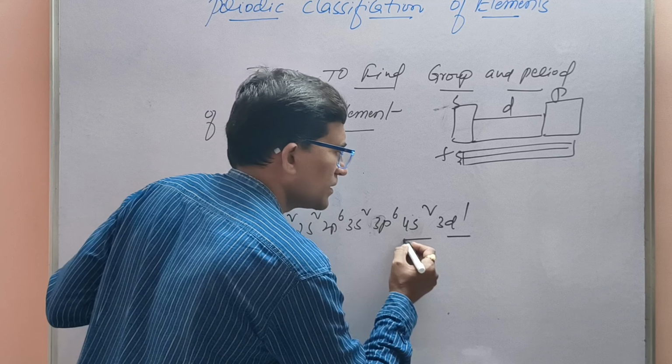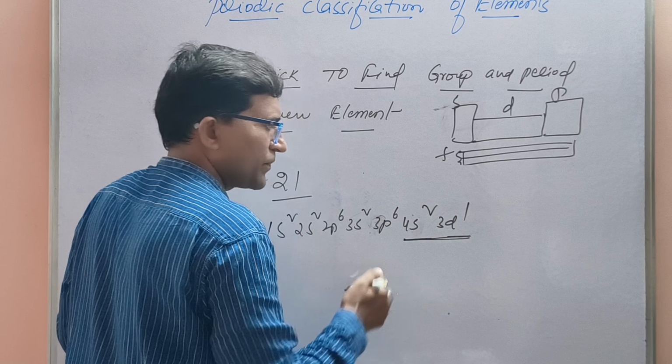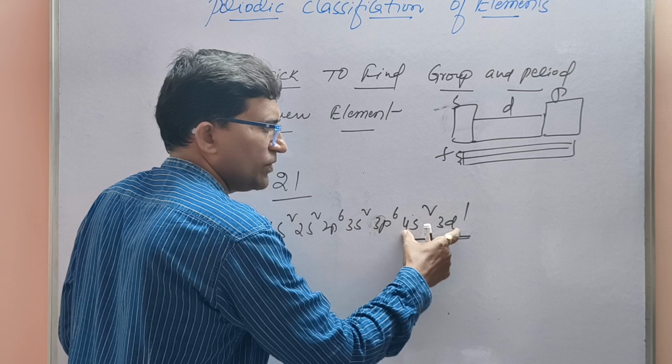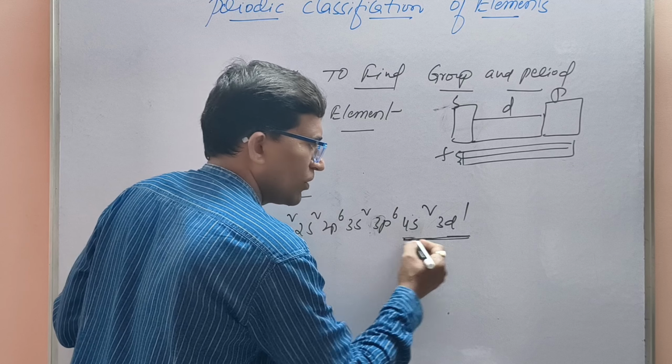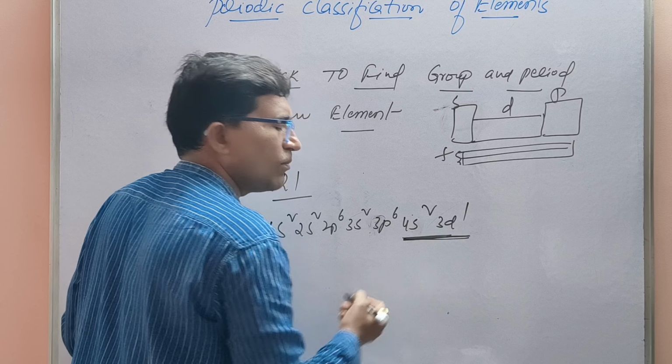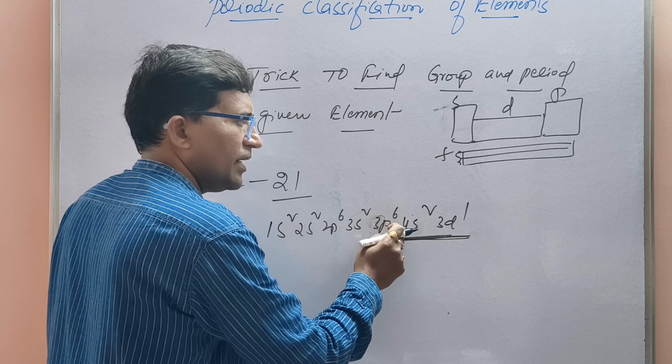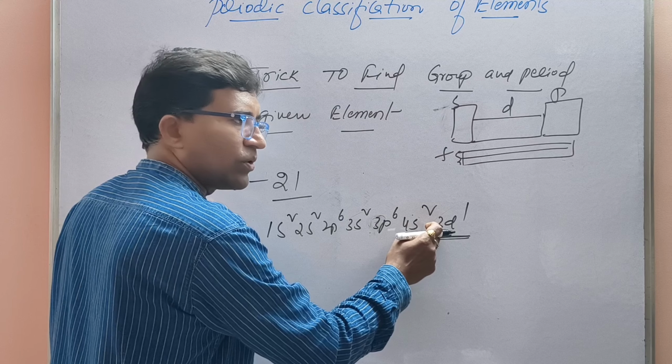So think about this. Here is the combination of these two configurations, 4s2 3d1. Among these two, which has the higher n value? Here n is equal to 4, and here n is equal to 3 only.